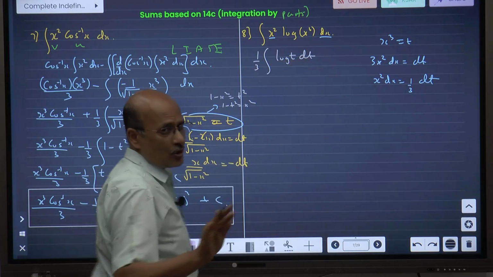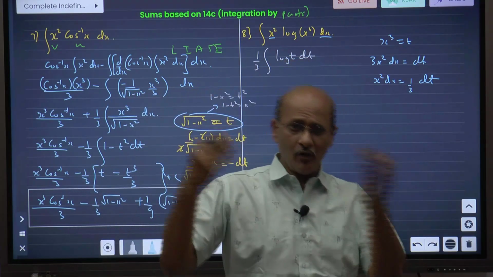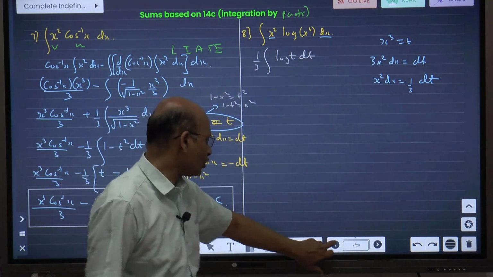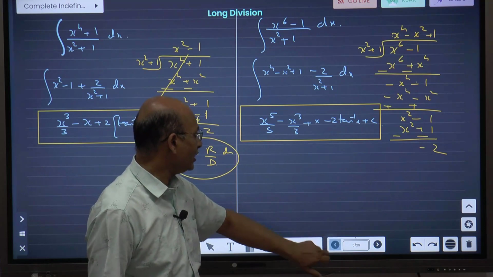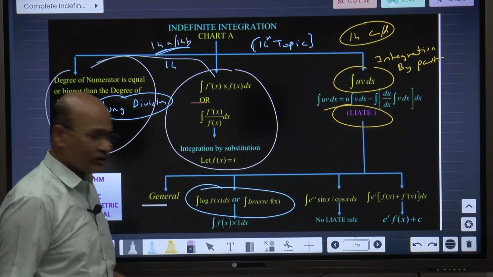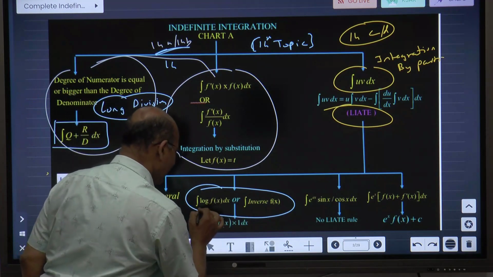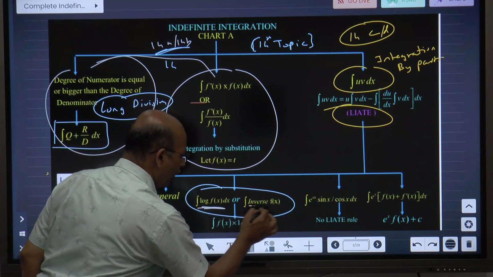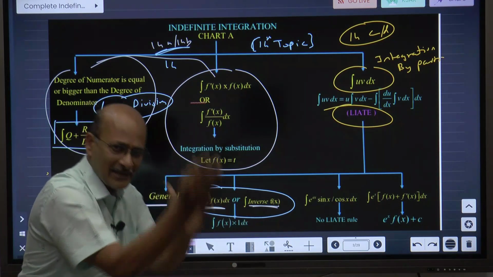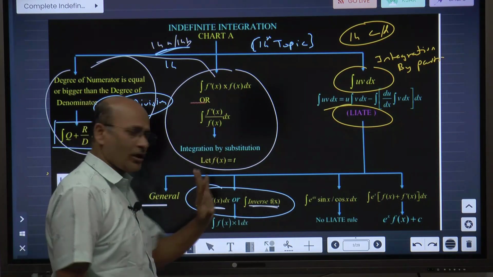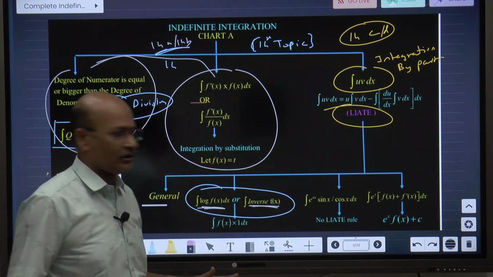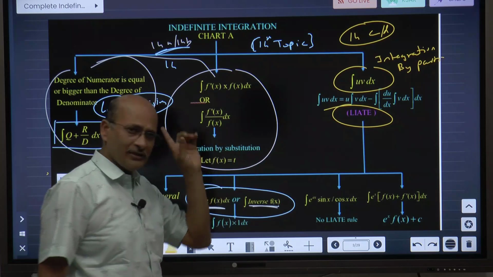Now integral of log doesn't exist. Derivative of log is 1 upon t, but integral of log, there is nothing. So that's why I just showed you. Now look at this integral. The first sum we did was general. Look at the second sum. Whenever there is a log function or inverse function as a standalone function, with nothing else with it, because integral of log doesn't exist and integral of inverse also cannot be done by formula method, so log or inverse is standalone.